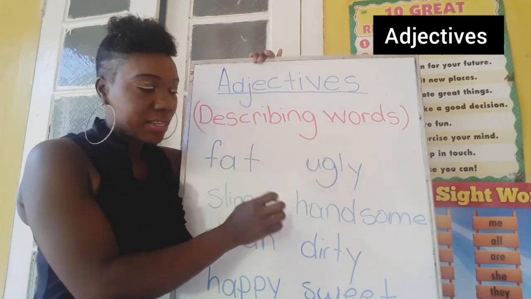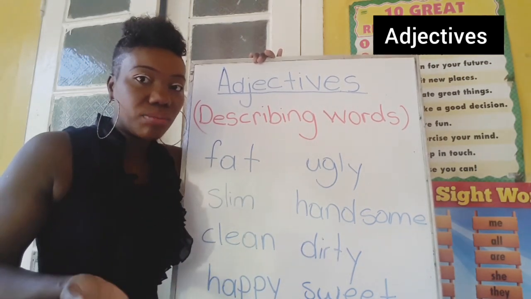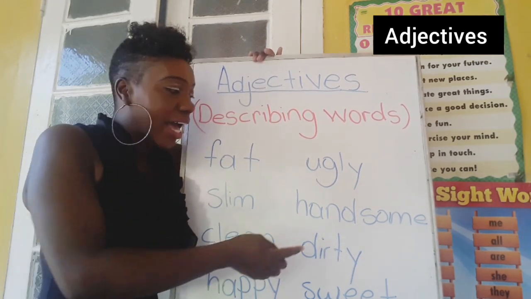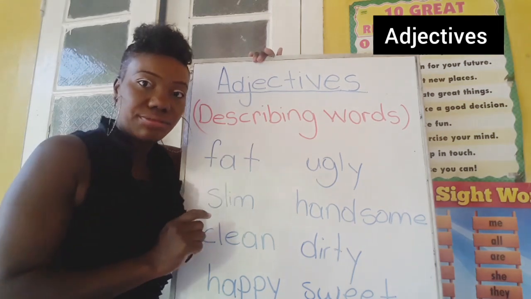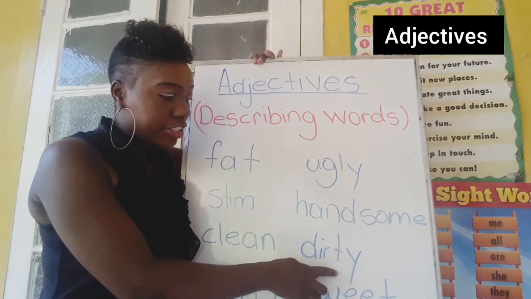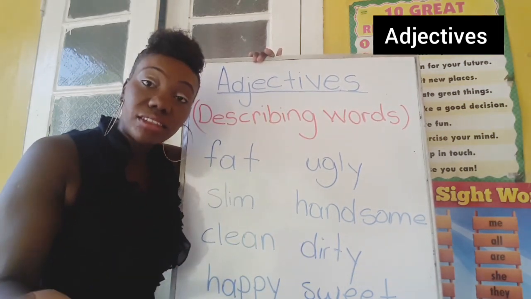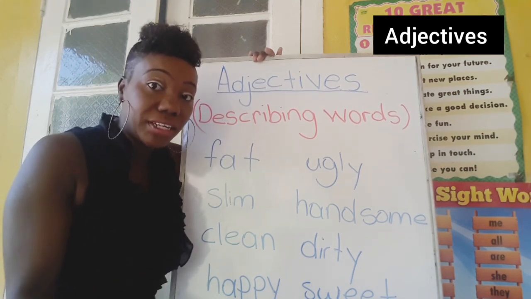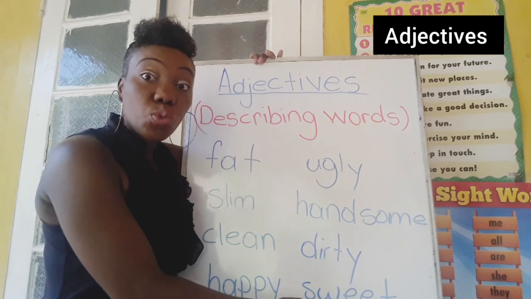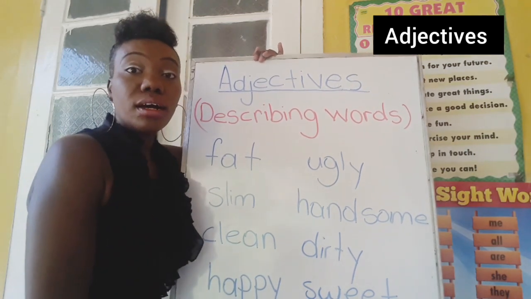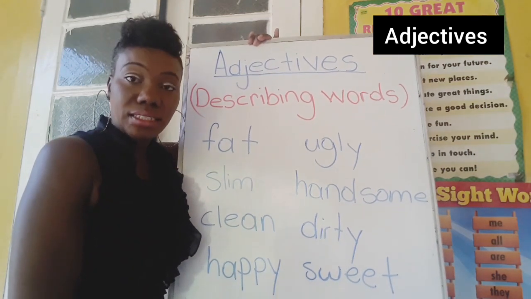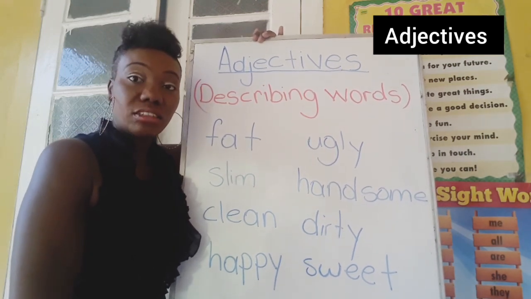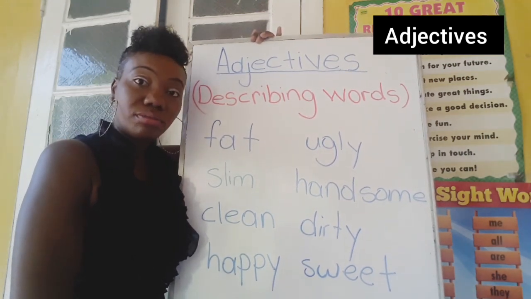Handsome. I have a handsome son. So I'm telling you how my son looks. So handsome is an adjective. Dirty. The floor is dirty. That's how the floor looks. So you're describing it. Sweet. Sugar is sweet. So that is describing the taste of sugar.